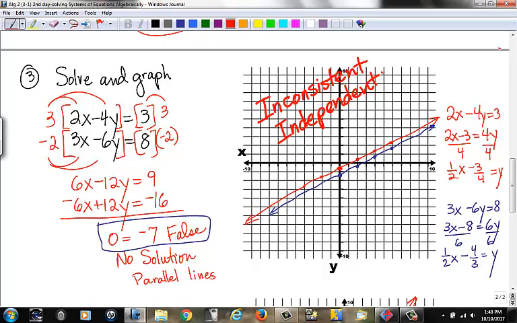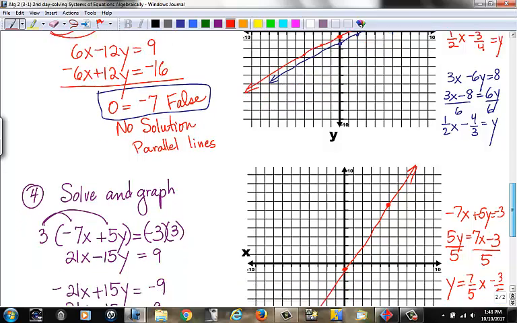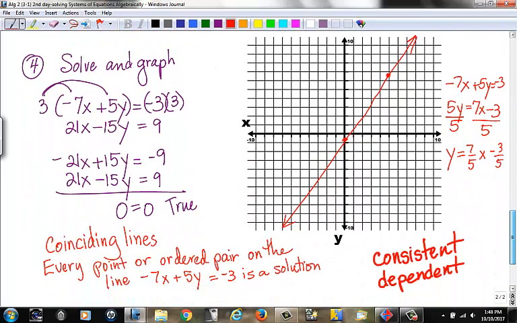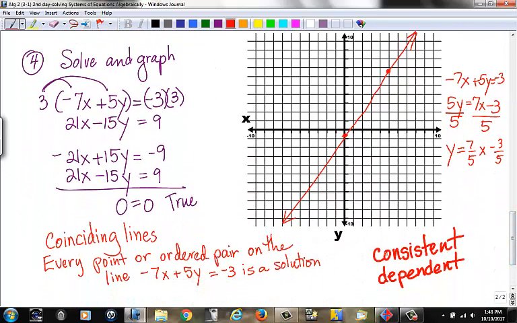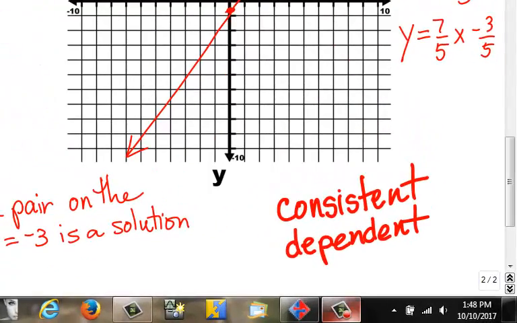Okay? So we've gone through substitution, linear combination, a little bit of review of graphing. If you get a false statement, they're parallel, no solution. If you get a true statement, they are coinciding lines, and you have to write out a sentence. Okay? Okay, give you time to work.